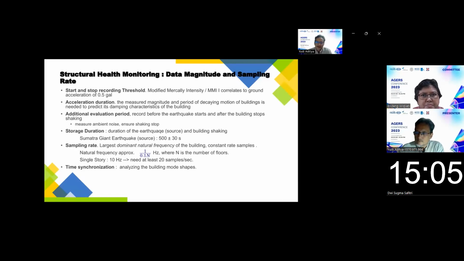Sampling rate: the largest dominant natural frequency of the building, with constant sample rates. Natural frequency is approximately 1 over 0.1 times n hertz, where n is the number of floors. For a single story, the natural frequency is about 10 hertz, which means that we need at least 20 samples per second. Last, we need synchronized time sampling. This is needed for analyzing the building mode shapes.